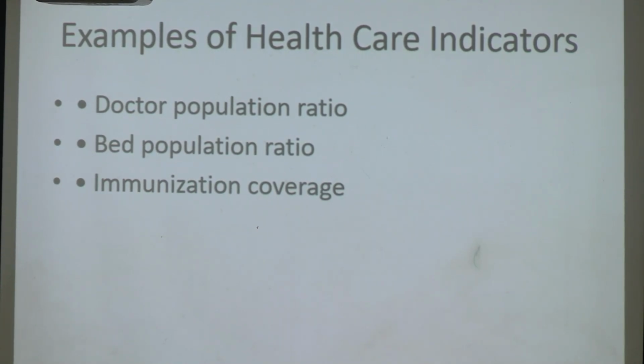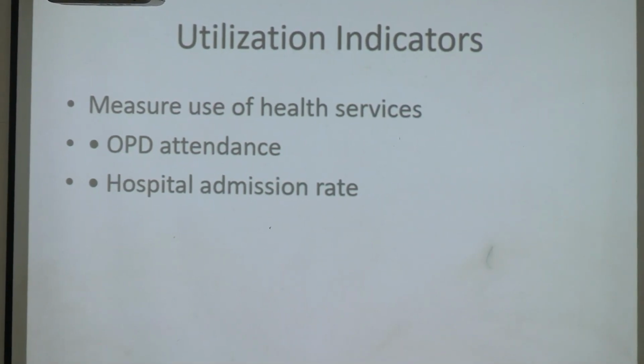So immunization coverage means how many children are immunized. And the last one is utilization indicator. It measures use of health services like OPD attendance and hospital admission rate. Everybody write down. I'm telling again and again, please write down. I have just 2-3 lines in my slides.